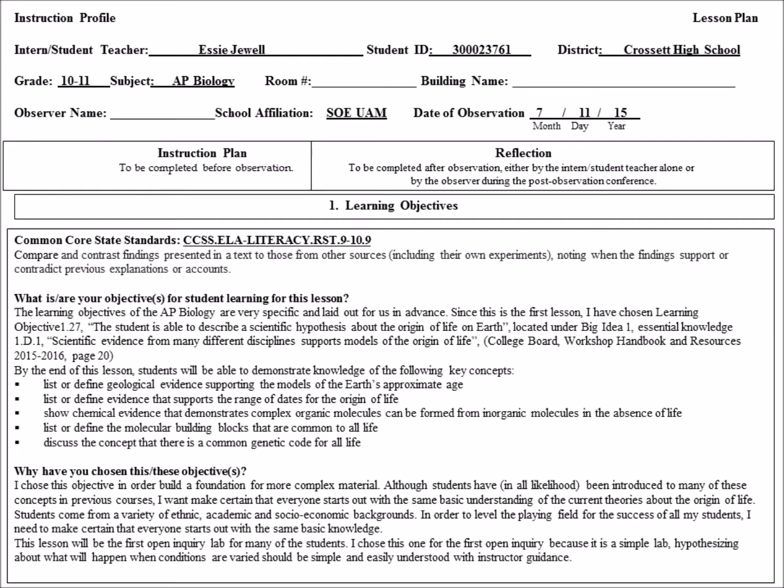This lesson plan will be the first open inquiry lab for many of my students. I chose this one for the first open inquiry because it is a simple lab. Hypothesizing about what will happen when conditions are varied should be simple and easily understood with proper instructor guidance.